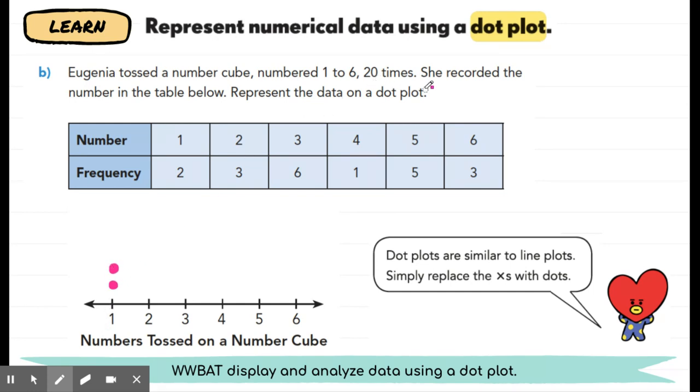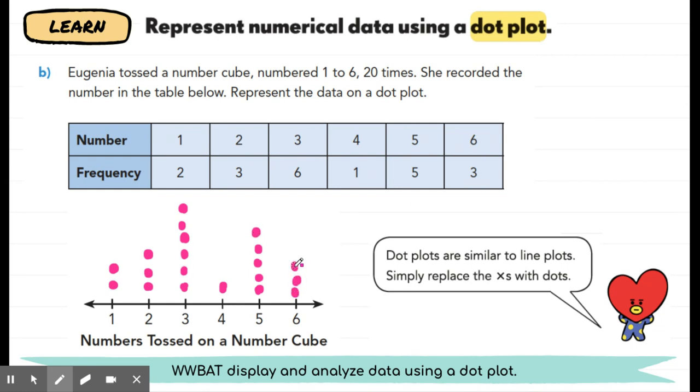Out of the 20 times she tossed the cube, she got number 2 three times. So I'm going to put the dot 3 times. So you guessed it, the frequency that she got number 3 is 6 times. So I'm going to put 6 dots on number 3. And I'm going to keep doing the same thing until I get to number 6. Number 4, she got 1 time. Number 5, 5 times: 1, 2, 3, 4, 5. And number 6, 3 times.